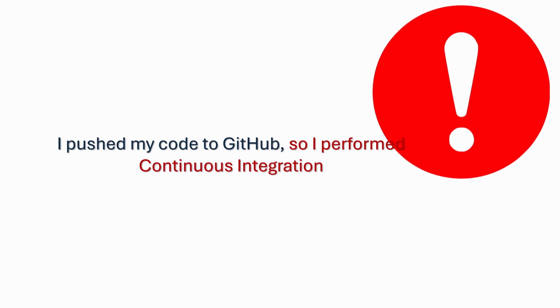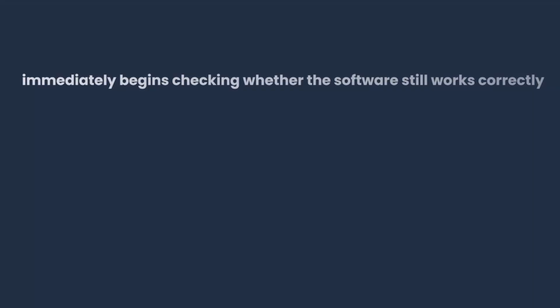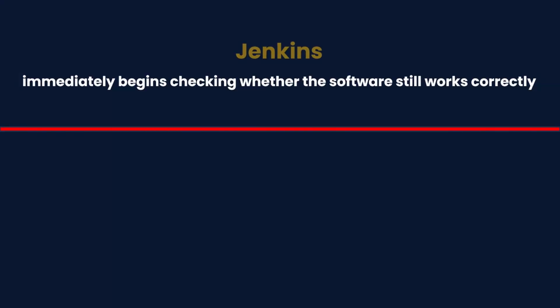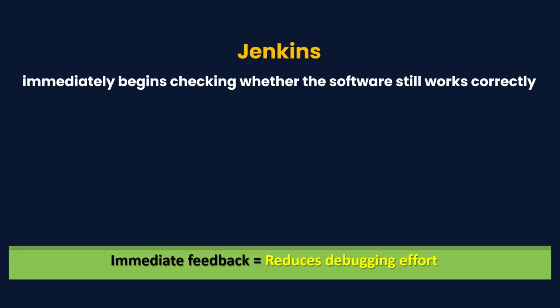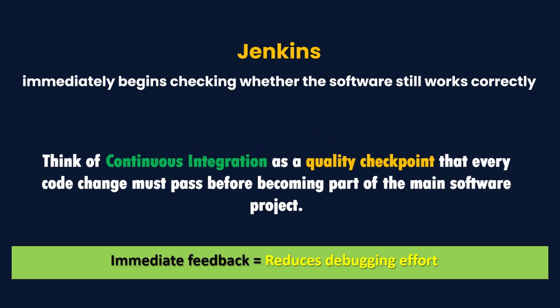Not necessarily. Continuous integration only becomes meaningful when every code change is automatically verified. As soon as new code is committed, an automation server such as Jenkins immediately begins checking whether the software still works correctly. It compiles the application, it executes the automated tests, it performs code quality analysis, it generates the reports. Only if everything succeeds is the software considered stable. Think of continuous integration as a quality checkpoint that every code change must pass before becoming part of the main software project. Instead of allowing multiple problems to accumulate for weeks, CI detects issues within minutes.